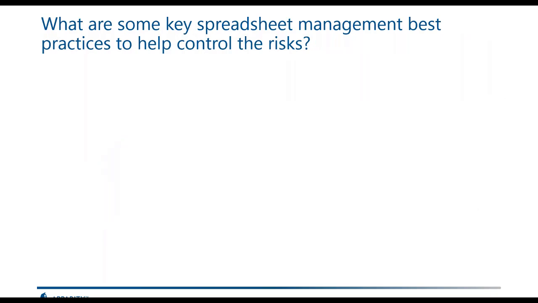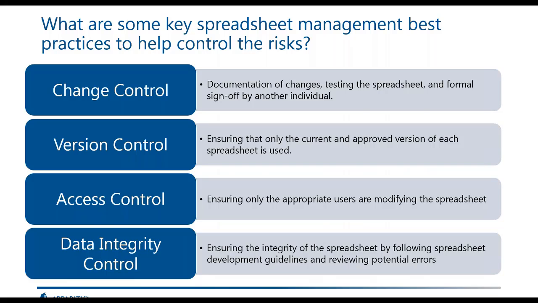Now that you know how to identify your business critical spreadsheets that pose the most risk, what are some best practices to help control those risks? The first key control is change control. It is critical for businesses to be able to quickly understand the significant changes between any two versions of a spreadsheet, prove that the spreadsheet is working as intended, and prove that the spreadsheet received formal sign-off by an appropriate individual affirming that the changes were appropriate.